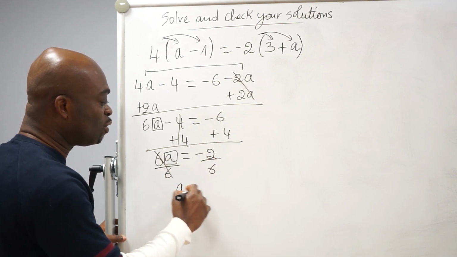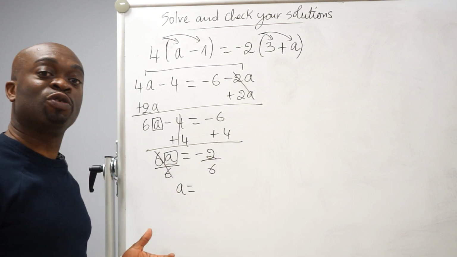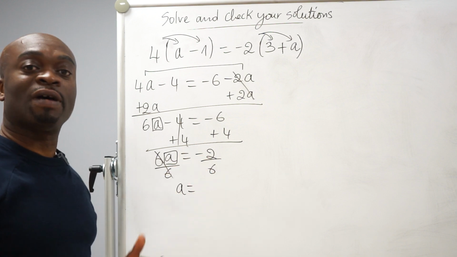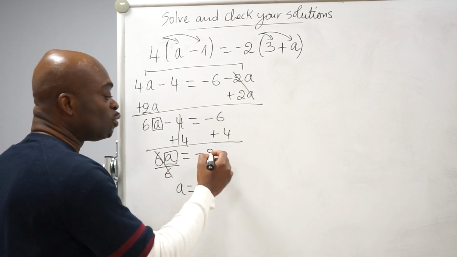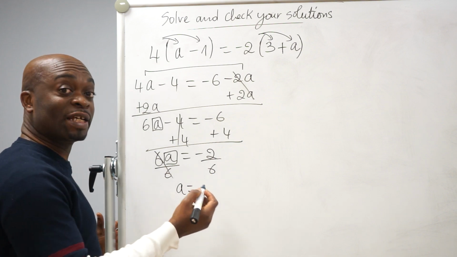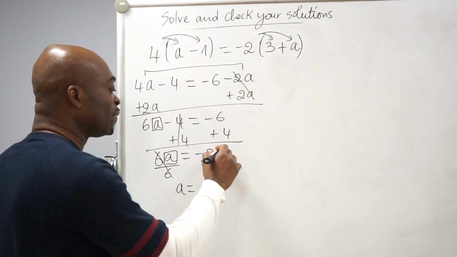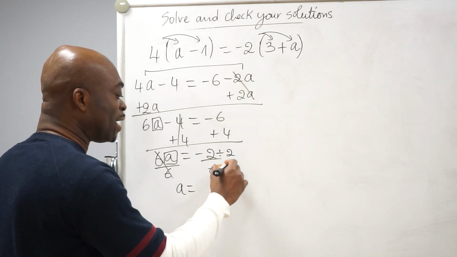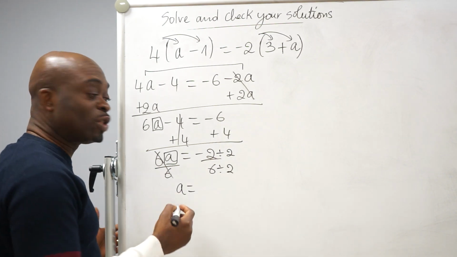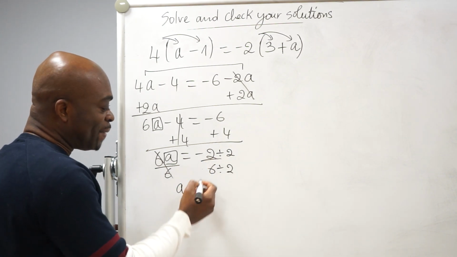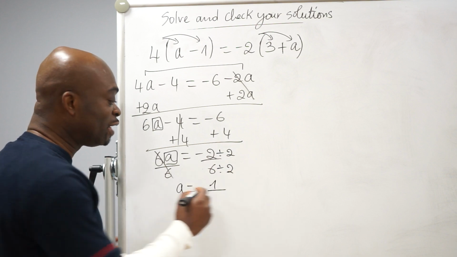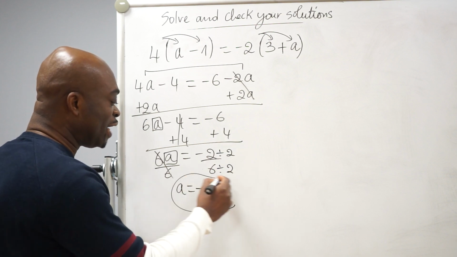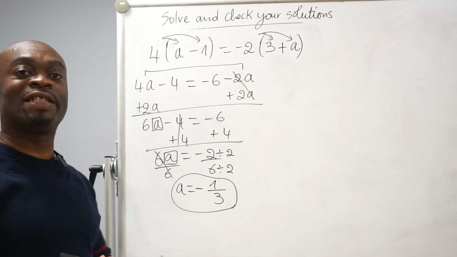So we have a equals, so we have to do what? Reduce our fractions all the time, okay? But what's the number that can go into 2 and 6, if we have any? It's 2. So we're going to divide both top and bottom by 2. 2 divided by 2 is 1, and negative divided by positive is negative, so it's 1 over 6 divided by 2, which is going to give us 3. So we end up with a equals negative 1 over 3.